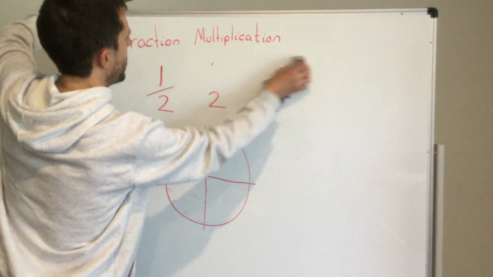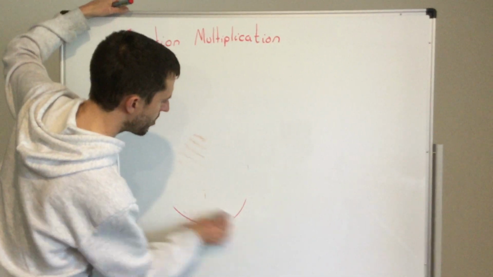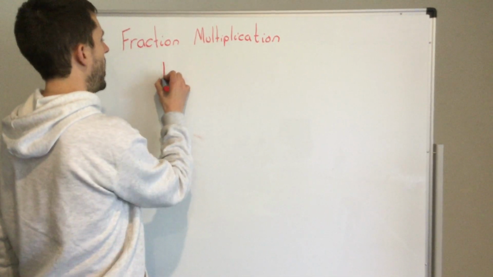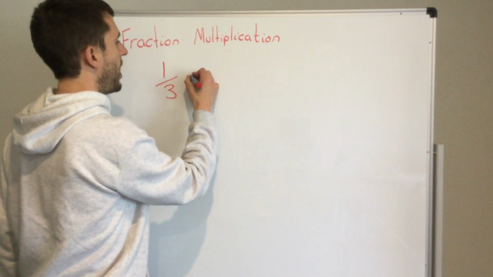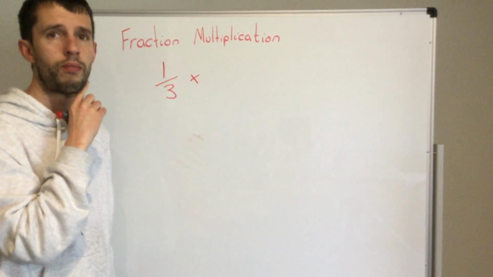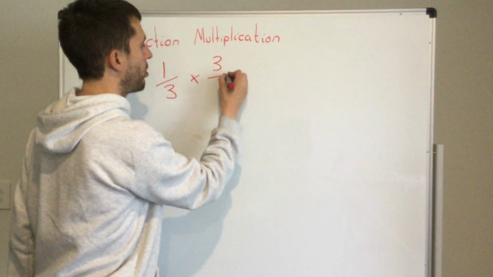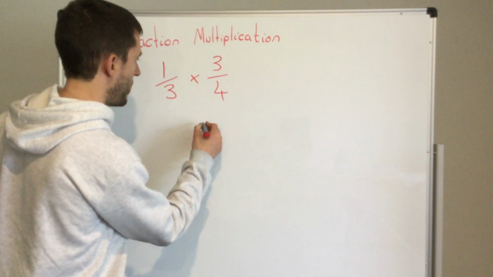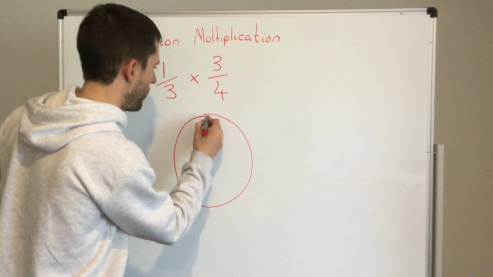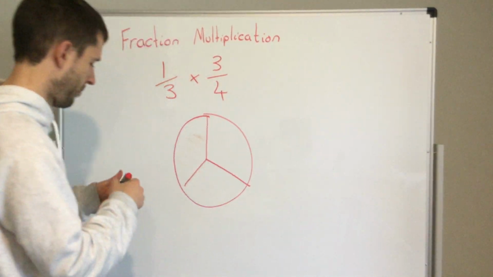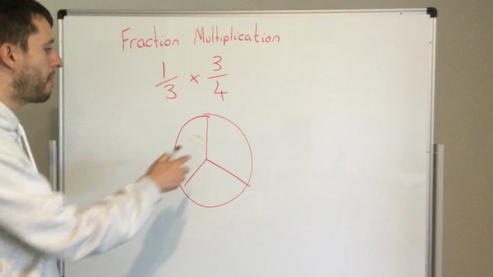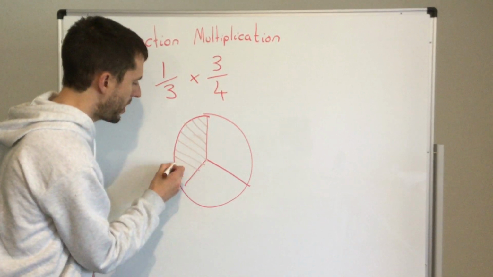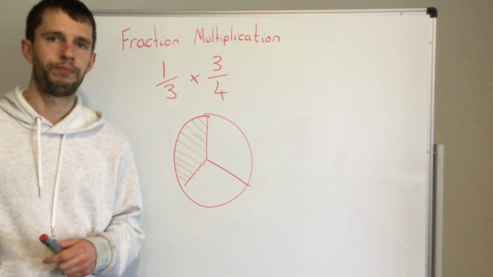Let's double check that now. I'm going to put another question up here. Same thing, I'll do it visually and then we'll look at the process. I've got a third and I am timesing by 3/4. To start off, let's get a picture of my lovely, beautiful third. So I've cut my piece into 3 pieces and I'm saying I have this 1 piece here out of 3.